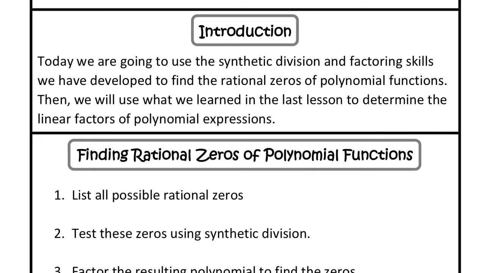So today we're going to use the synthetic division and factoring skills we have developed to find the rational zeros of polynomial functions. Then we will use what we learned in the last lesson to determine the linear factors of polynomial expressions. And again, the linear factors are what we spoke about towards the end of the last lesson. If you remember the P over Q, that's what we're going to be using as well. Those are the rational zeros. So let's look at the steps.